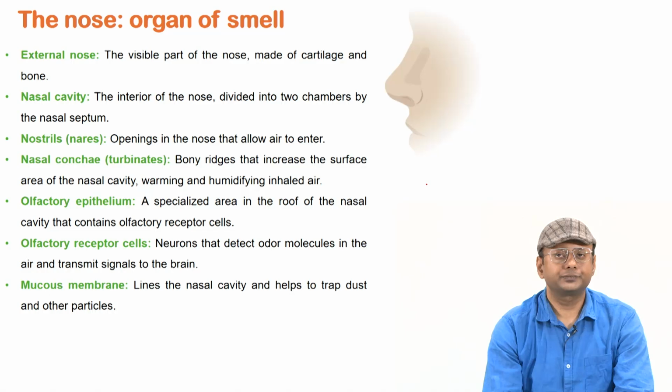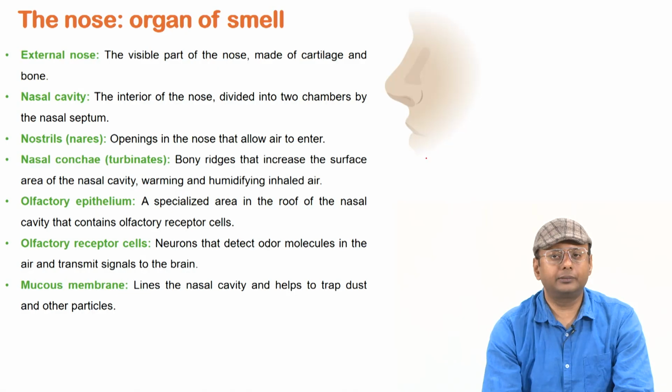Then the next one, which is the olfactory organ, the nose, which is also important for perceiving different types of smell. It is made of different components, for example the external nose, nasal cavity, nostrils, nasal conchae, then olfactory epithelium, olfactory receptor cells and mucous membrane.